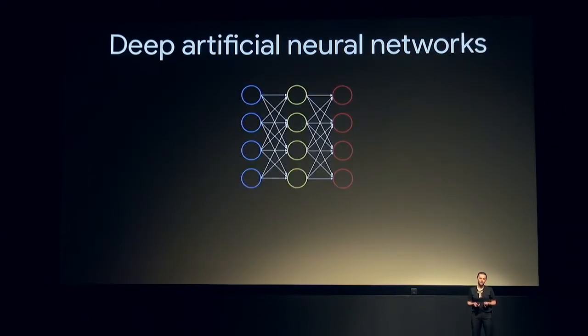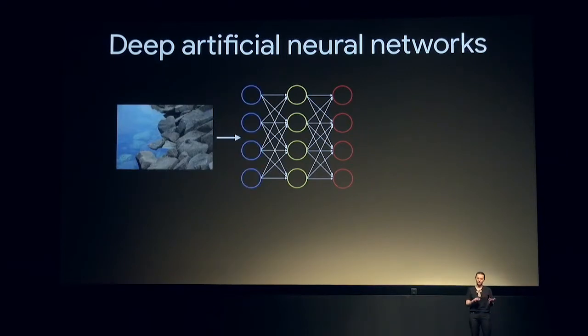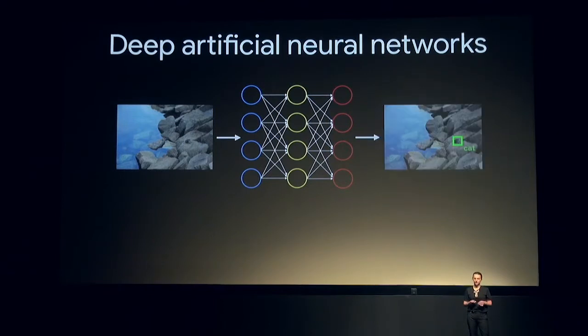And in our work, we use deep artificial neural networks, which, as you know, maybe, consist of a series of layers. And we feed in an image, and then this image is processed by each layer of the network, and then we obtain a prediction, assuming that this is an object detector, and there's a cat there. We care about cats a lot.